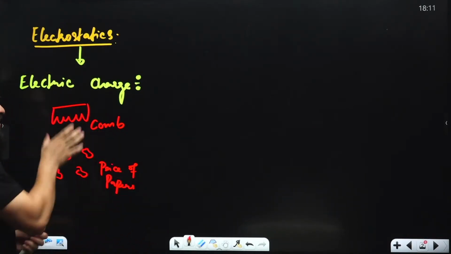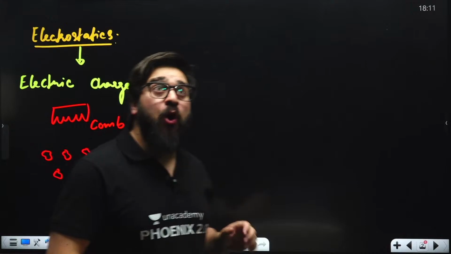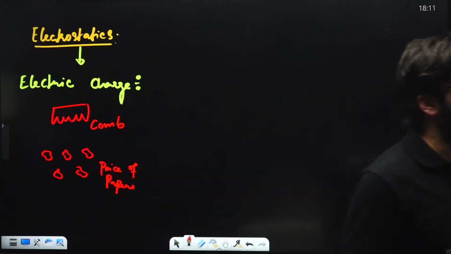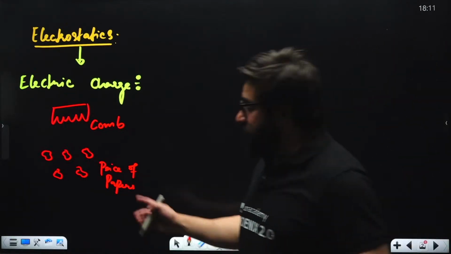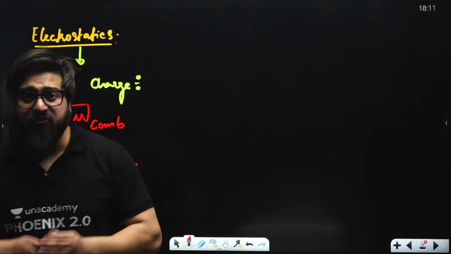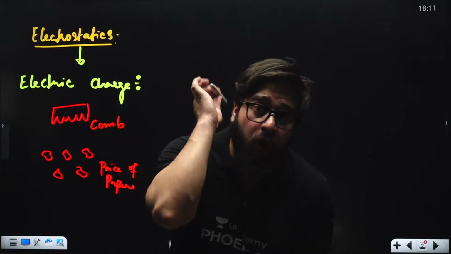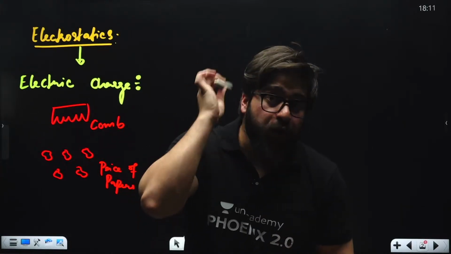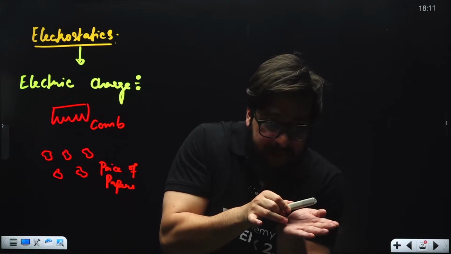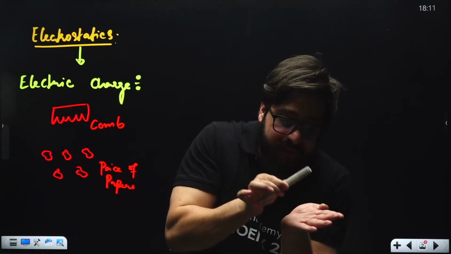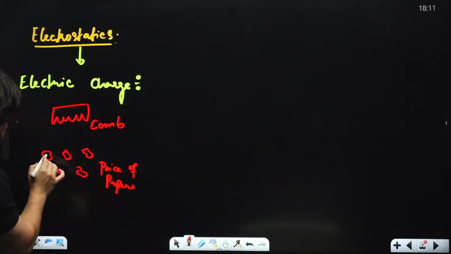Okay. This is a comb, and these are the small pieces of paper in front of me. Now, my dear friends, I'm asking you to rub this comb with your hair. When you rub the comb with your hair and then take it near the piece of paper, could you please tell me what's going to happen?